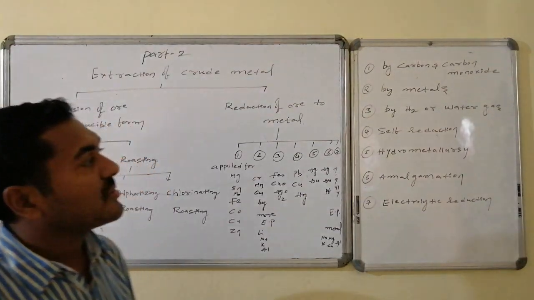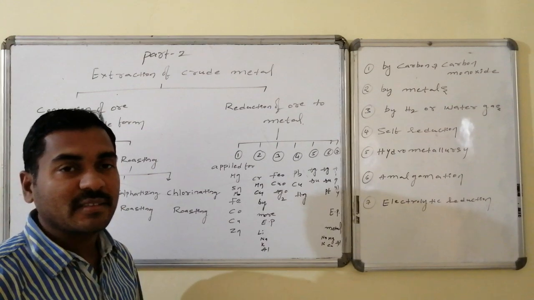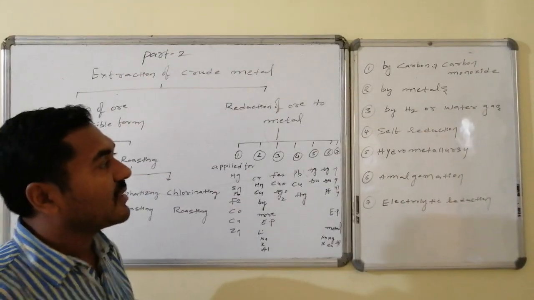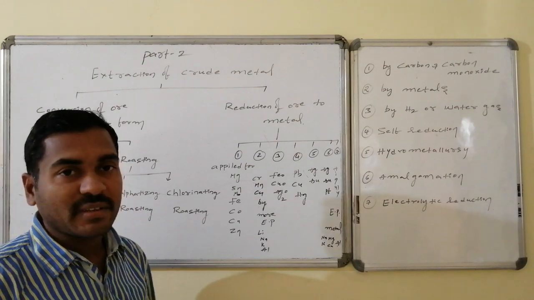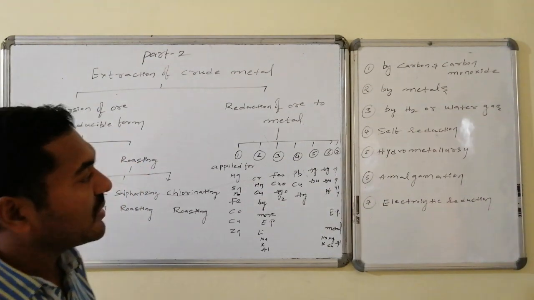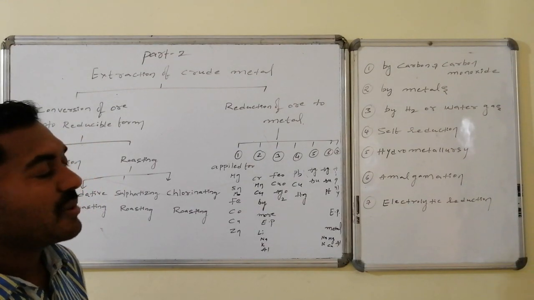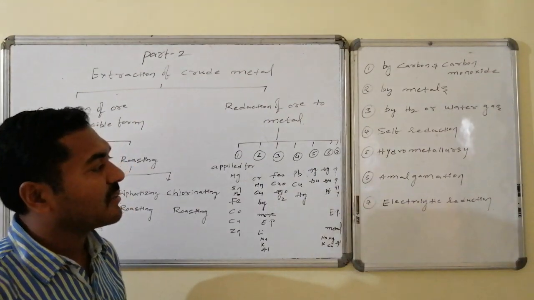Third one, by hydrogen or the water gas. Generally the ferrous related oxides, copper oxides, silver oxides are reduced by hydrogen or water gas, and the self reduction process is possible for the less electropositive metal ores like lead, copper as well as mercury, and hydrometallurgy is applicable for the less electropositive metal ores like silver as well as iron.